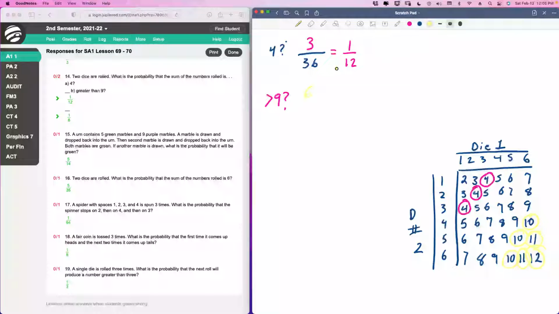So 6, let me get a darker color, 6 out of 36 chances that it'll be greater than 9, which when we reduce that becomes 1 over 6. So those would be your answers for that.